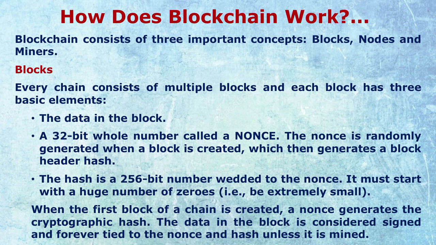What is a block? Every chain consists of multiple blocks and each block has three basic elements: the data in the block, a 32-bit whole number called a nonce. The nonce is randomly generated when a block is created, which then generates a block header hash. The hash is a 256-bit number wedded to the nonce. It must start with a huge number of zeros, for example, be extremely small. When the first block of a chain is created, a nonce generates the cryptographic hash. The data in the block is considered signed and forever tied to the nonce and hash unless it is mined.